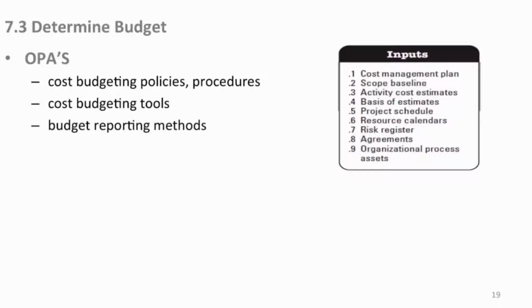Organizational assets, again: your budgeting policies we just talked about, and procedures to do that. Budgeting tools you may have to help you aggregate these costs into work packages, and budgeting reporting methods. How do you report your expenditures and ask for funding and all that kind of thing. So things, again, you get from your organization will help you go a long way.